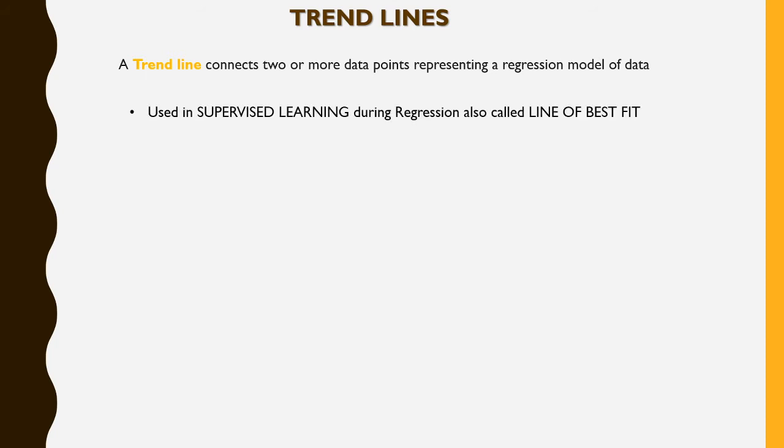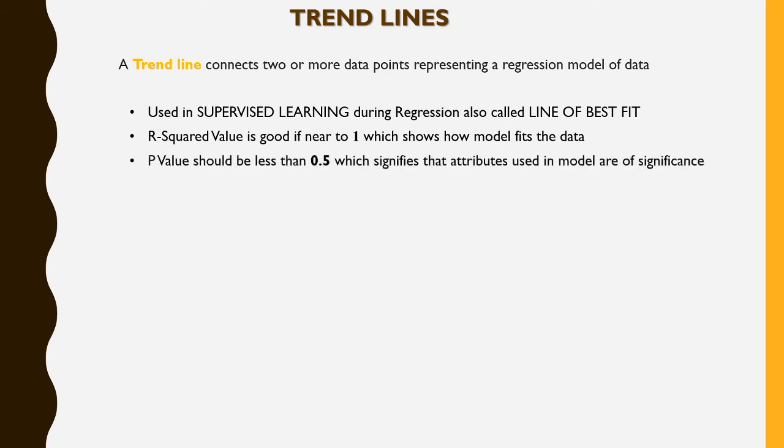So you can easily visualize this in this slide. First of all, a trend line is basically used in supervised learning under the regression model, and the line that we create with regression will also be called a line of best fit. Now, whenever we are creating a trend line, there are two things that we need to learn. The first thing is the R squared value. The R squared value for the model that you are creating should be near to 1, which means it can be 0.9, 0.95, 0.97. It should be near to 1.